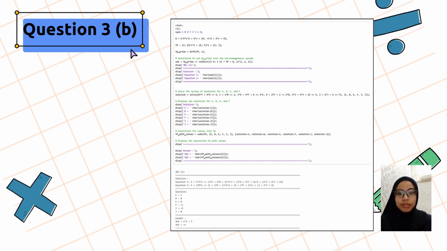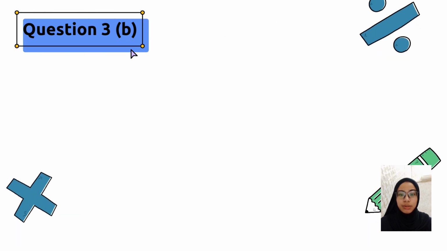Then the obtained values are substituted back into yp. So the particular integral yp with the substituted values will display. So for the final answer, we can see that C equals 1, D equals 0, E equals 0, F equals negative 1, I equals negative 5, and J equals 0.